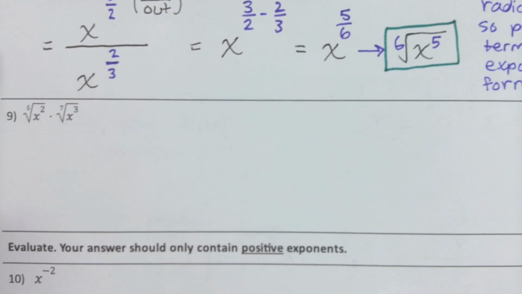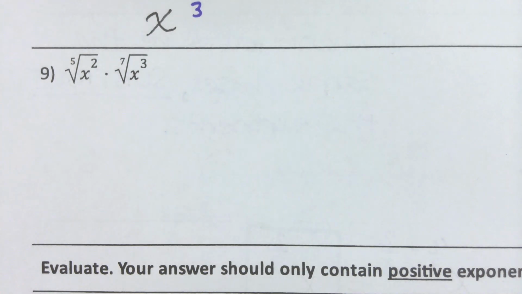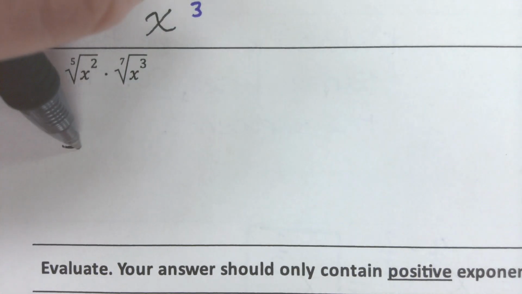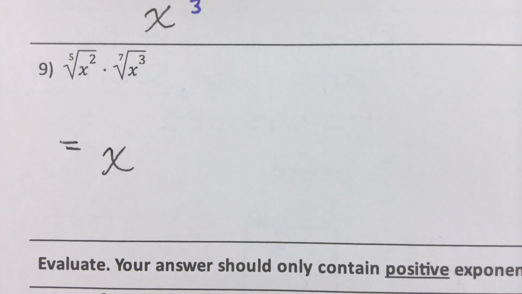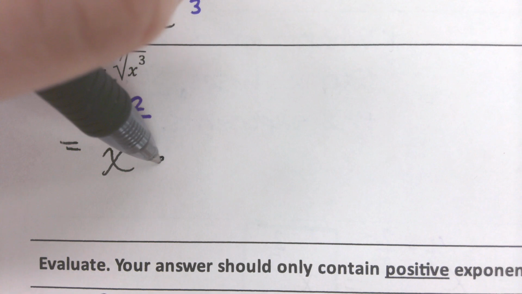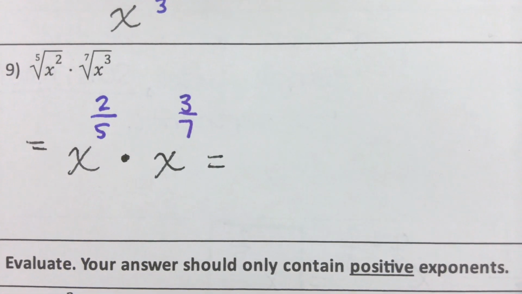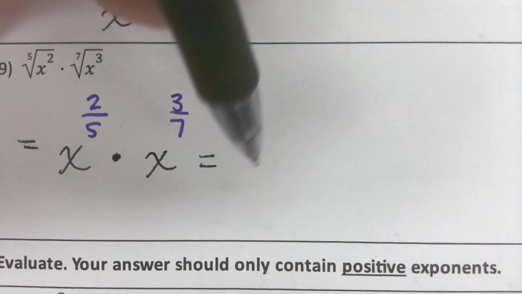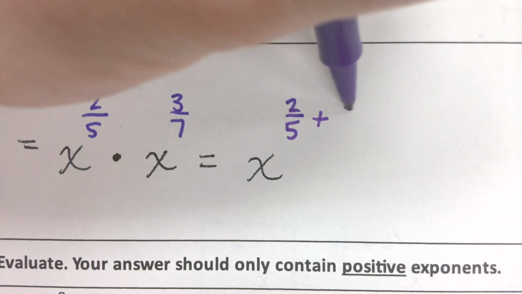Number 9, this will be our last problem for today. Same concept here, except we're multiplying instead of dividing. We have a 5th root and a 7th root. Can't multiply when it looks like that, so let's change it. And just a warning, these numbers will get a little ridiculous. We have x to the 2/5 times x to the 3/7. Again, when we multiply the terms, we're adding the exponents. X to the 2/5 plus 3/7.